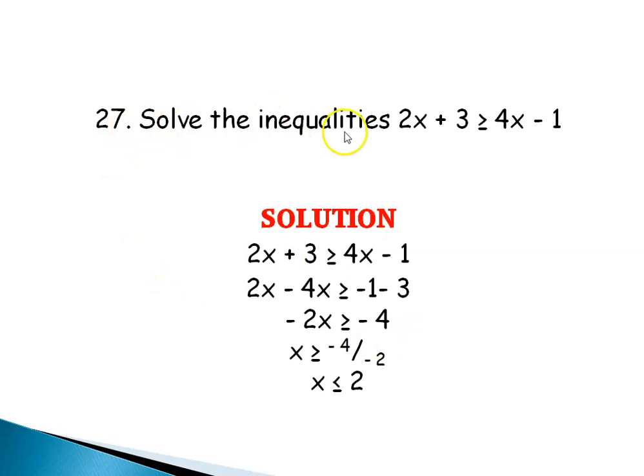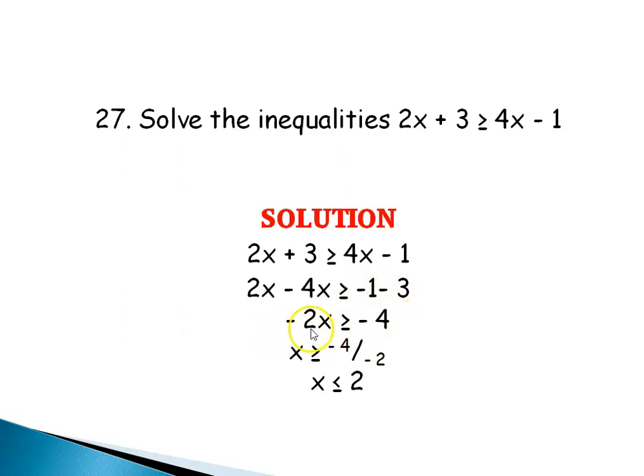27. Solve the inequality 2x plus 3 is greater than or equal to 4x minus 1. So I'll bring my 4x to this side, it becomes minus 4x, and I take my plus 3 this side, it becomes minus 3. So 2x minus 4x is greater than or equal to minus 1 minus 3. 2x minus 4x is minus 2x, greater than or equal to minus 1 minus 3, which is minus 4.